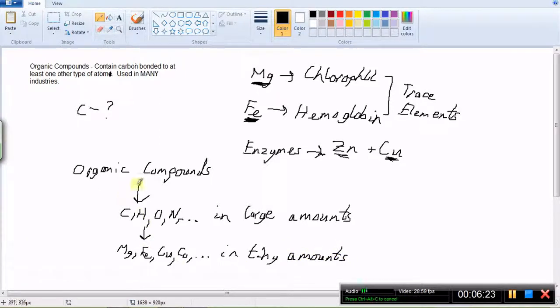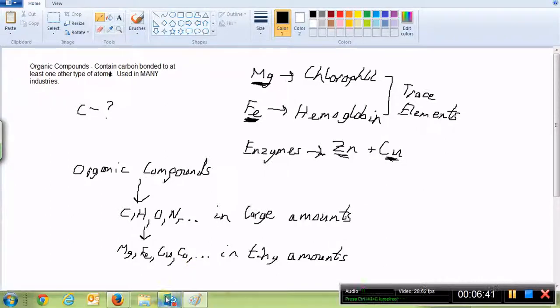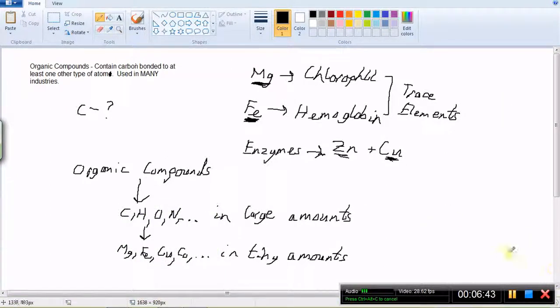In tiny amounts, right? So we have organic compounds, and we know that in large amounts there's carbon, hydrogen, oxygen, nitrogen, and a couple others. And then we just talked about those trace elements in organic compounds, like the magnesium, the iron, the copper, the zinc, in really, really tiny amounts, but they're still really, really important. So there you have it, organic compounds.